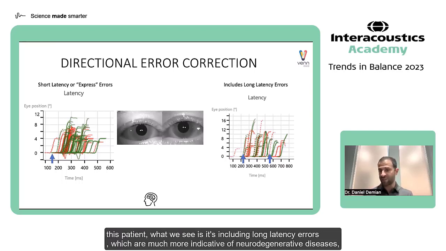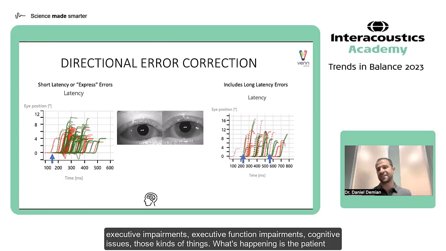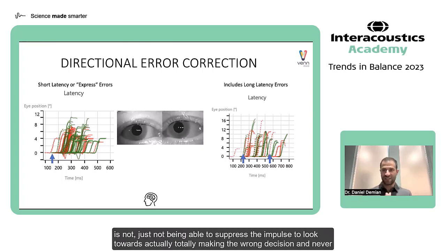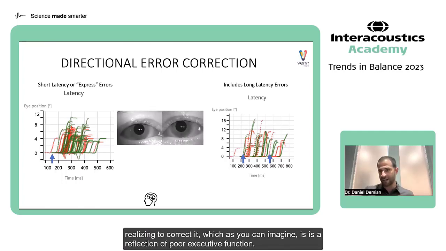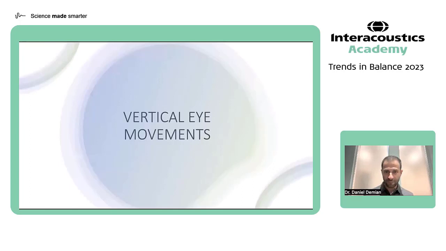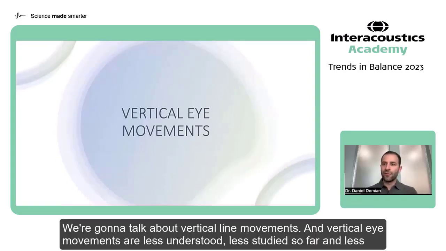On the right side for this patient, what we see is it's including long latency errors, which are much more indicative of neurodegenerative diseases, executive function impairments, cognitive issues, those kinds of things. What's happening is the patient is not just unable to suppress the impulse to look towards, they're actually totally making the wrong decision and never realizing to correct it, which, as you can imagine, is a reflection of poor executive function.